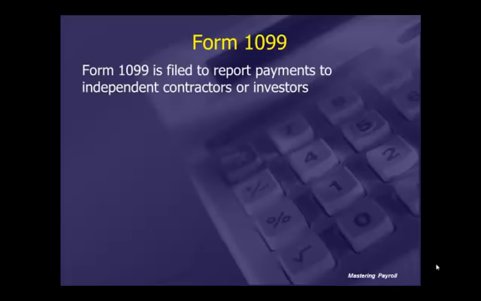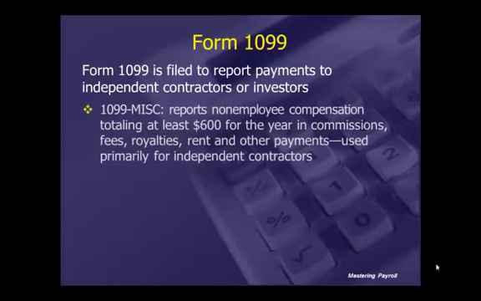Form 1099 is filed to report payments to independent contractors or investors. 1099-MISC reports non-employee compensation totaling at least $600 for the year in commissions, fees, royalties, rent, and other payments. It is used primarily for independent contractors. It is not used for employees. It is used for independent contractors.